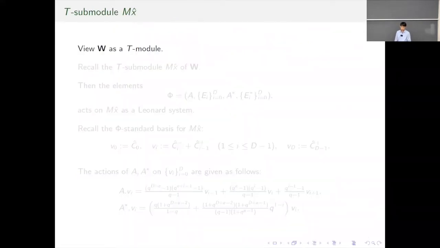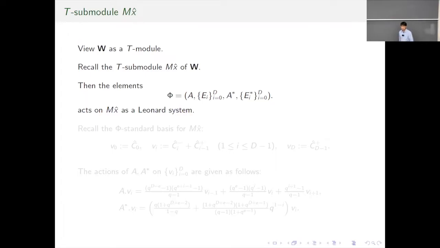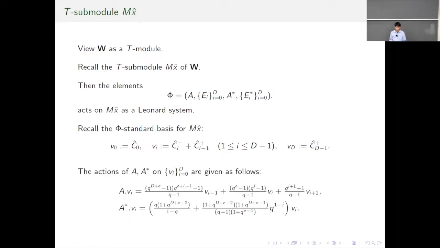So now back to our situation. Let us view our W as a T module, and we recall the T submodule Mx hat. Then T acts on Mx hat as a Leonard system. Because we have a Leonard system, it is very natural to think of the phi standard basis. The phi standard basis for Mx hat is given here. Using this basis, we consider the action of A and A star. Then the action of A is a 3-term recurrence, and A star acts diagonally.